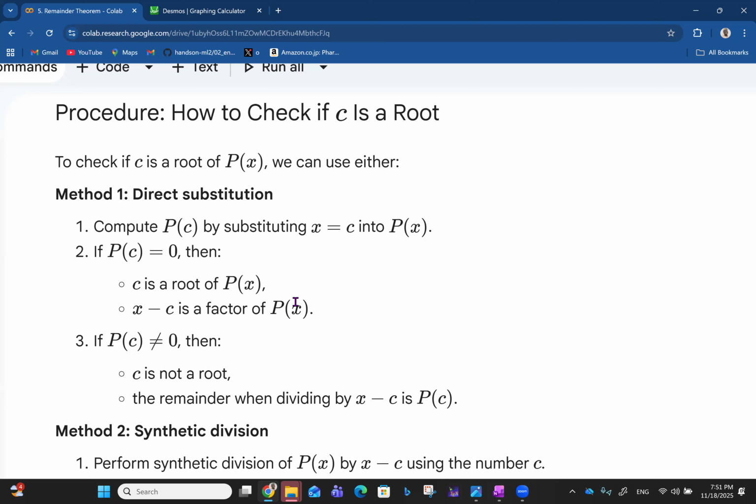Then if P of C is not equal to 0, then C is not a root. Then the remainder when dividing by X minus C will be P of C. So that takes us back to the remainder theorem that brought us here. Then we can do synthetic division like we did previously. You can perform synthetic division of P of X by x minus c using the number c.